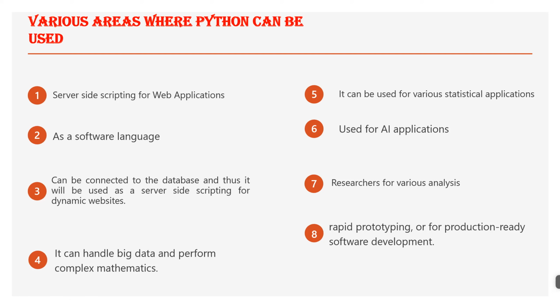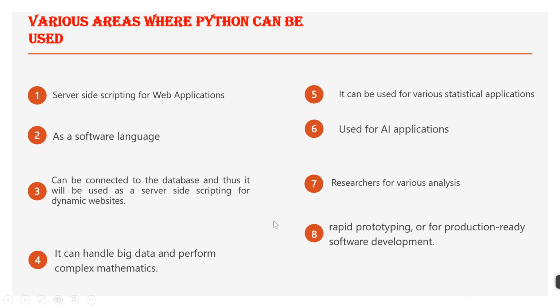the next idea which comes to my mind is about the researchers. See, Python is one of the very important tools for researchers for various types of analysis. And Python can be used for various artificial intelligence based applications. It can be used for rapid prototyping, or it can be used for production ready software development. So, what a wide area of application of Python.